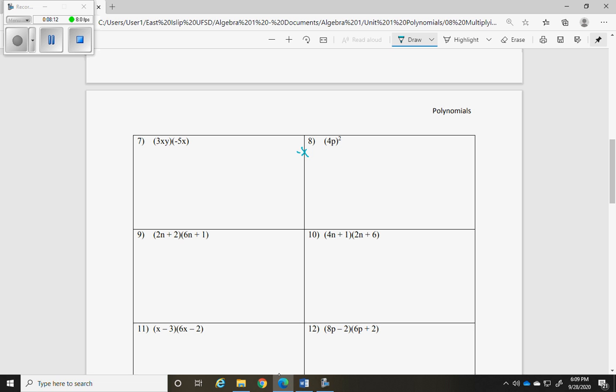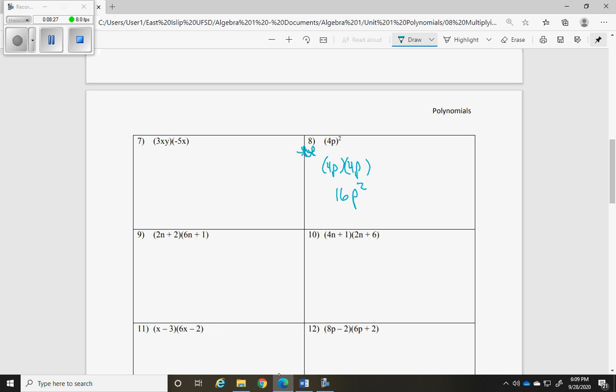Number 8, I think I want to do 8 with you. We have to write out the parentheses twice, which makes it a monomial times a monomial, so this is a 16p squared. So I guess that wasn't so bad.